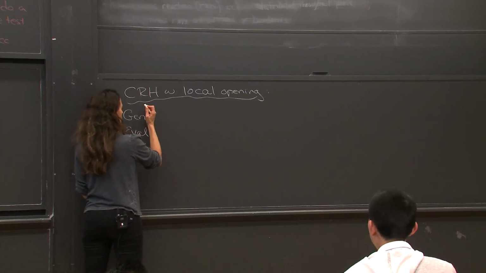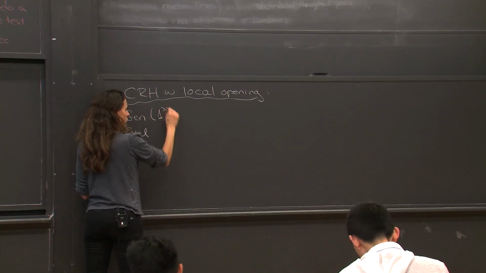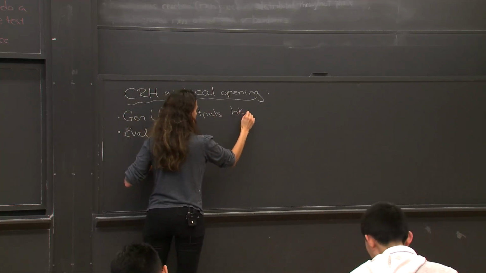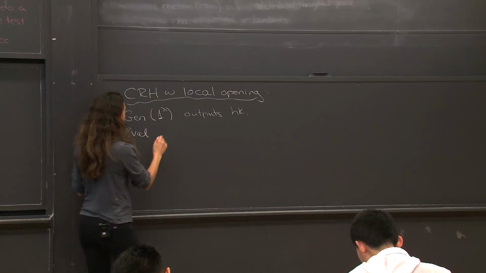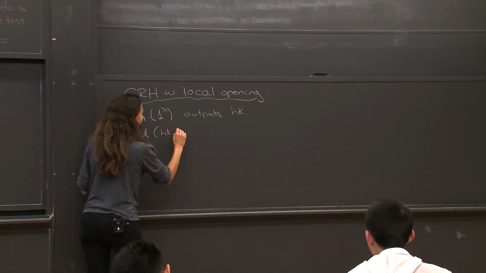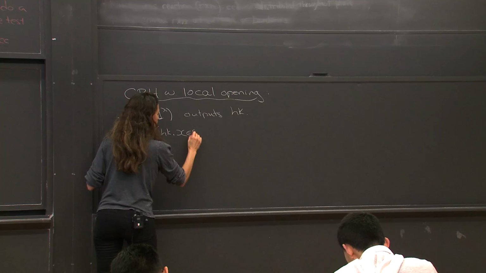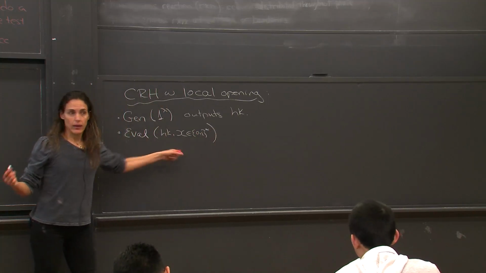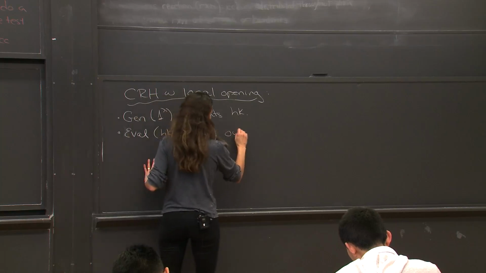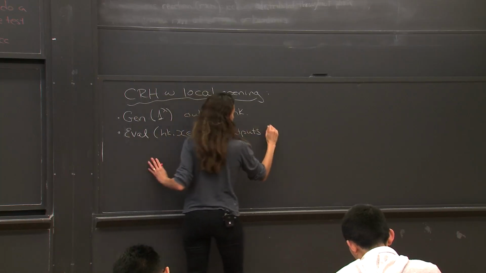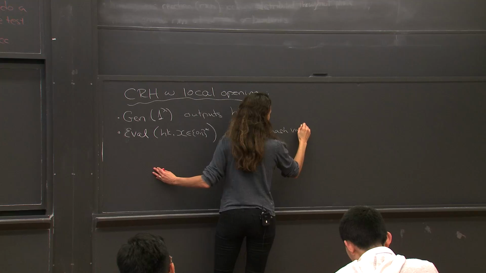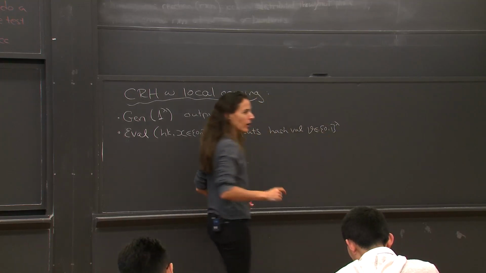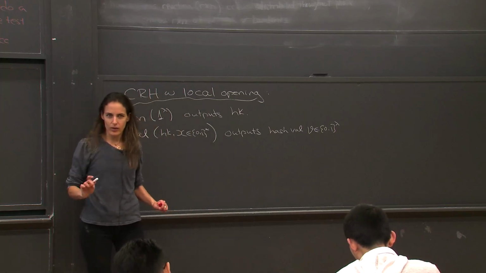Gen takes as input 1 to the lambda, the security parameter, and outputs a hash key. So this is some key. Eval takes as input the hash key and any input x from {0,1}*, any string of any length, and it outputs a hash value. We'll denote it v, and that's fixed in {0,1}^lambda. Sorry, it's lambda.